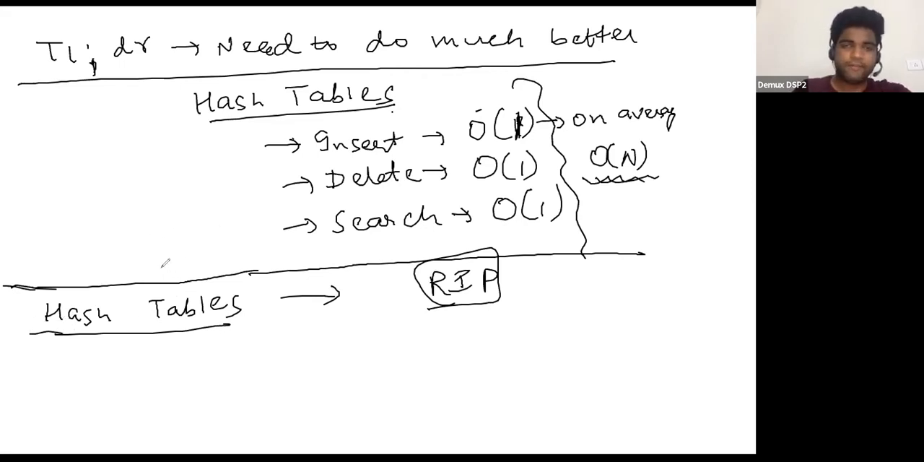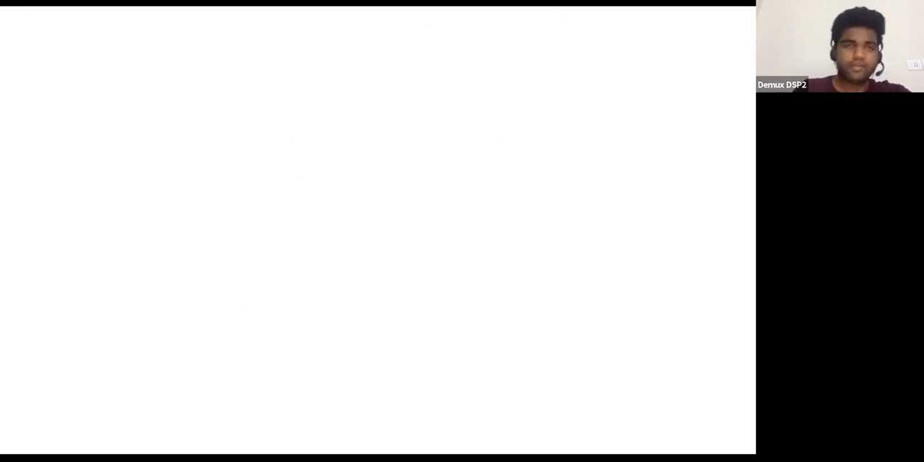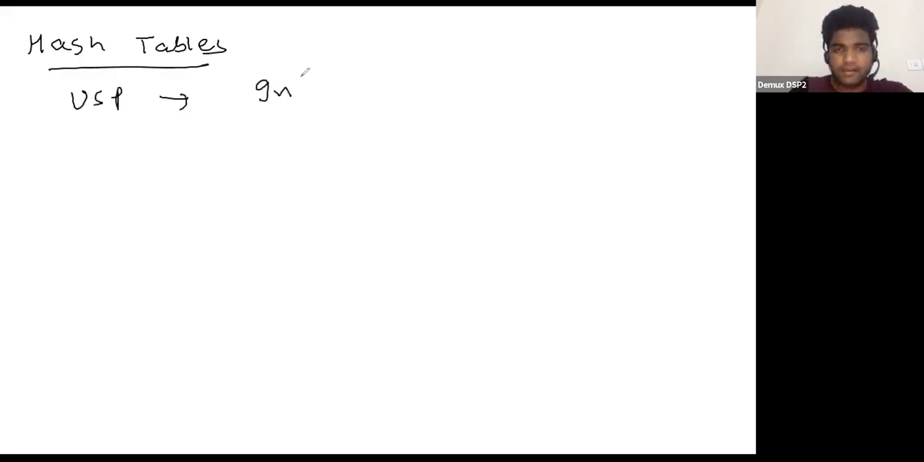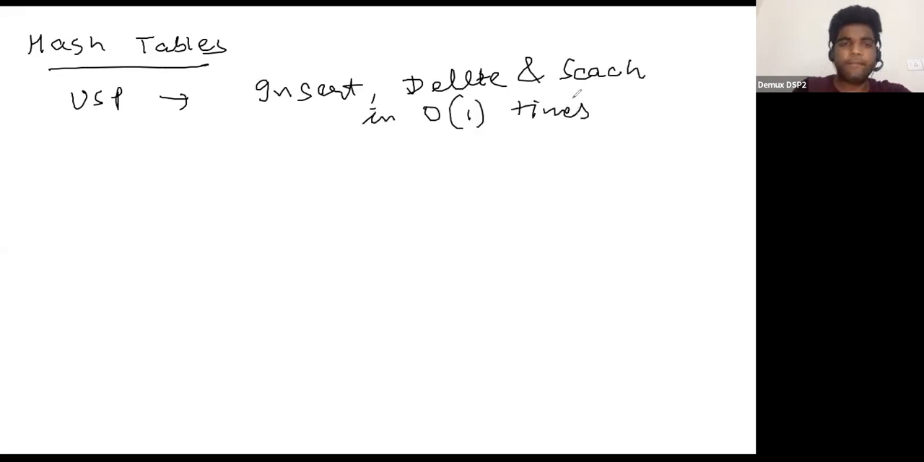Okay, so now we have one data structure, which goes by the name of hash tables, which has this USP that it enables you to insert, delete, and search in order 1 time. This is the USP of that particular data structure. And that's all we need to know as a programmer, as long as someone is providing us that hash table.